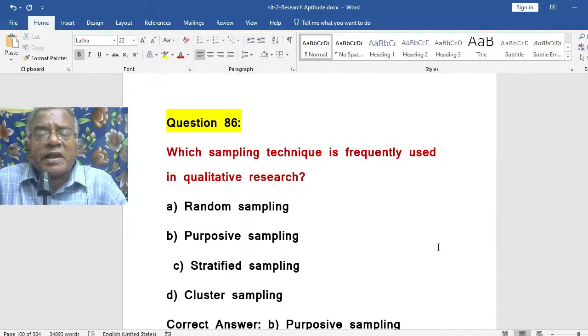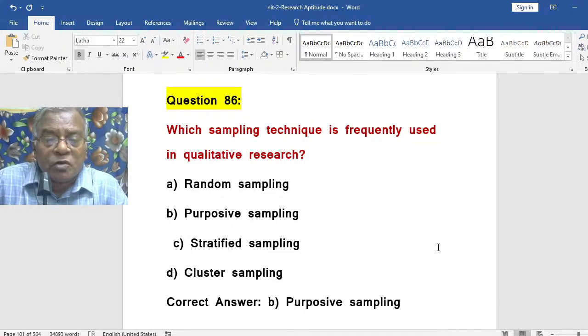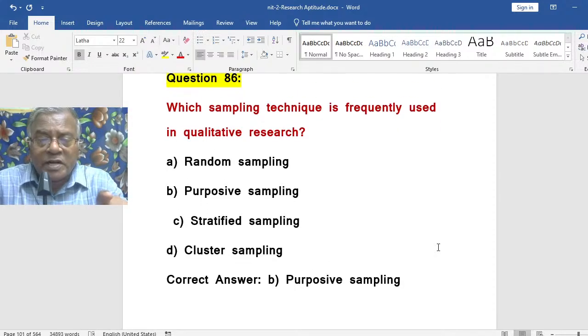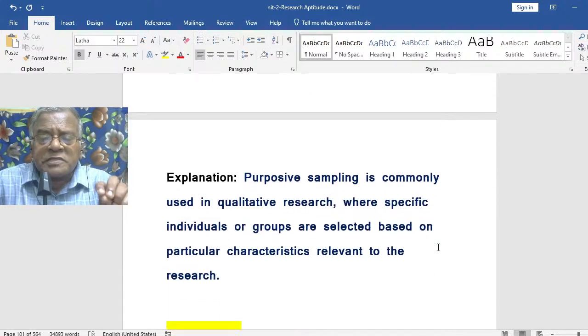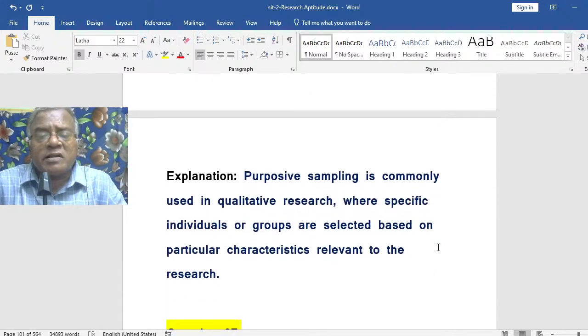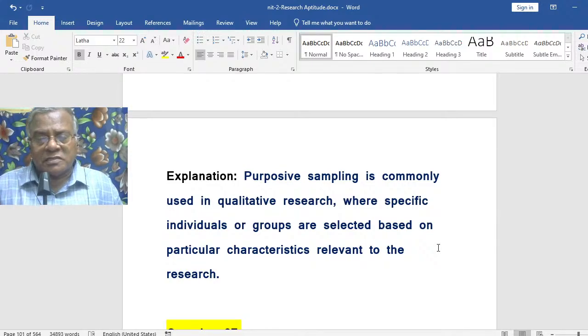Which sampling technique is frequently used in qualitative research? In order to choose samples, which technique are you using? That is, especially in qualitative research, purposive sampling. What does this mean? Purposive sampling is commonly used in qualitative research where specific individuals or groups are selected based on particular characteristics relevant to the research.